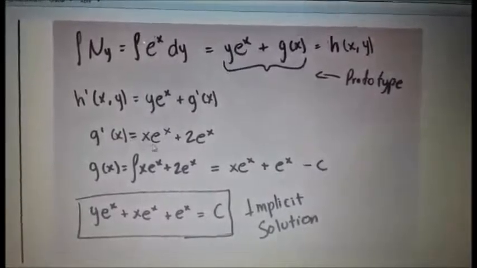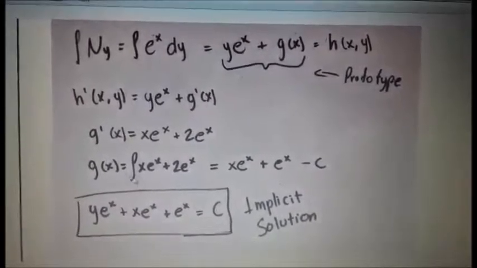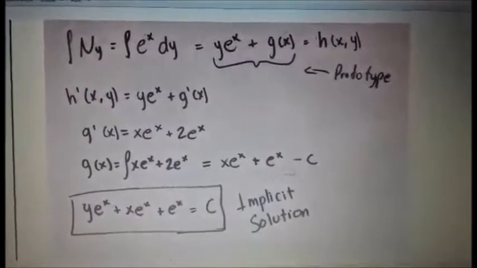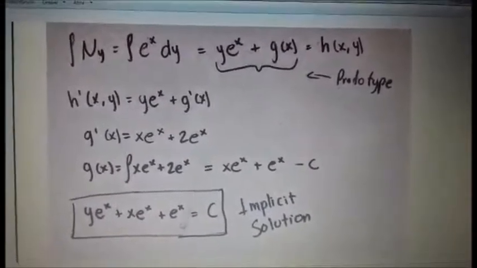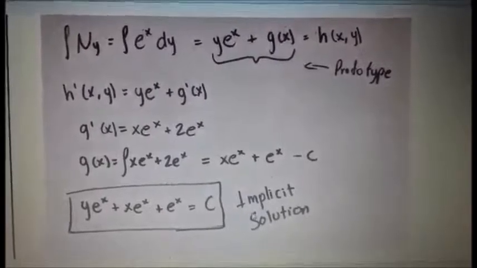The next step is to integrate our g prime, and it becomes this. Then we add this to our original prototype, and it becomes our implicit solution.